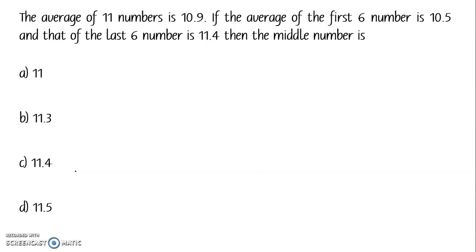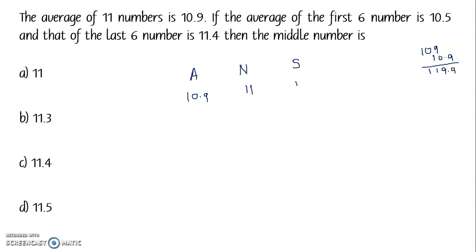The average of 11 numbers is 10.9. Okay, so here let's start as usual. So we know in average there are three elements involved. One is average and the other one is number of items and we have sum. So here average of 11 numbers, the average of total 11 numbers is given 10.9. So what will be the sum? The sum will be 10.9 into 11. Okay, so 10.9 into 11, 109, and again another 10.9 it will be, so it will be 119.9.